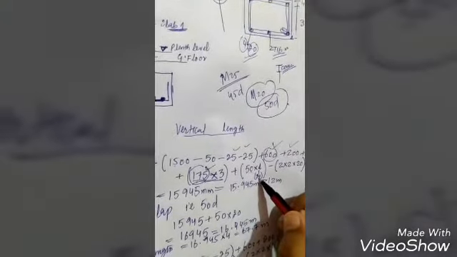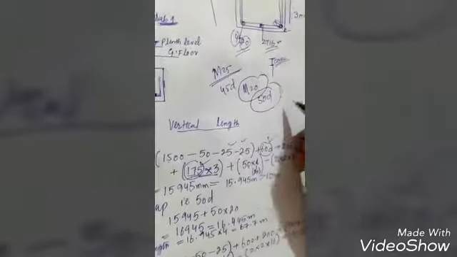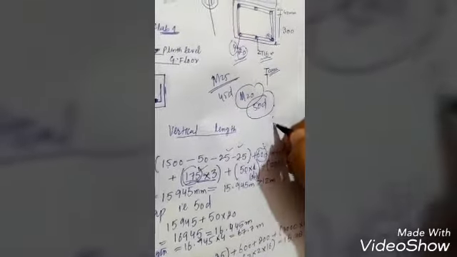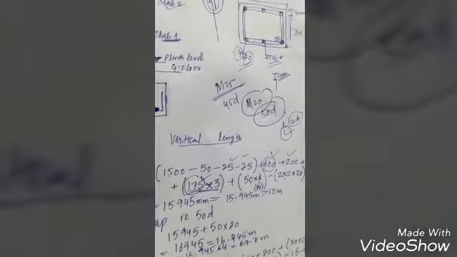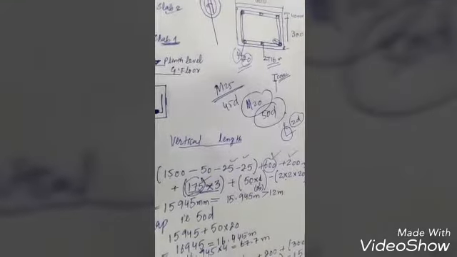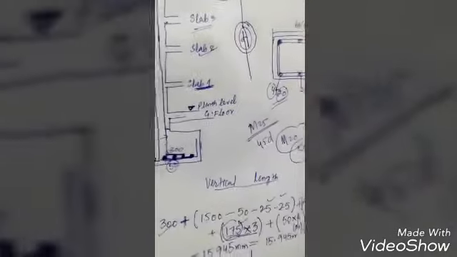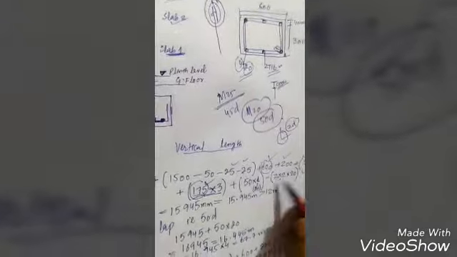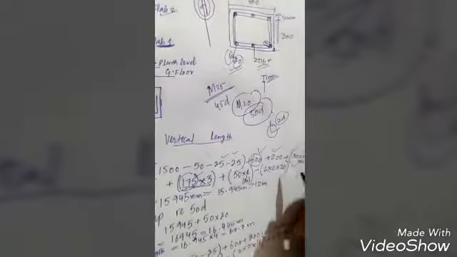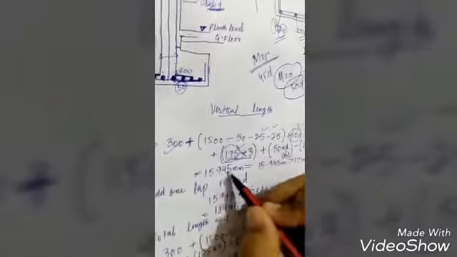The diameter of bar is 20, minus the total bend. As I told you earlier, for one bend we subtract 2D. So how many bends do I have? I have 2 bends. So I just subtract 2 into 2 into diameter of bar, which is 20. That's 2 into 2 into 20. When I add all these things, I get 15945 mm.